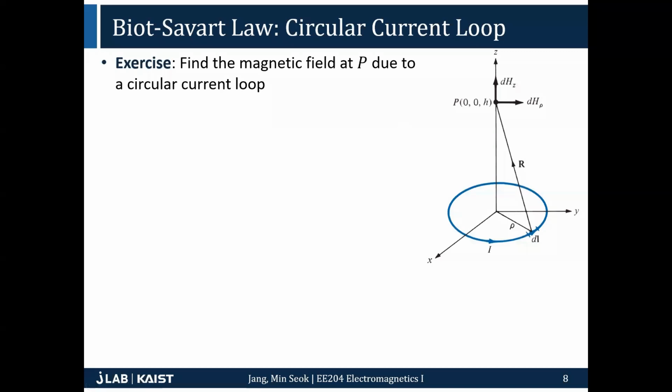Okay, so let's move on to the second exercise. Biot-Savart law for a circular current loop. Here again, we do a practice to find dL, a_R, and R. So what's dL in this case? Can anyone type in dL in this case?